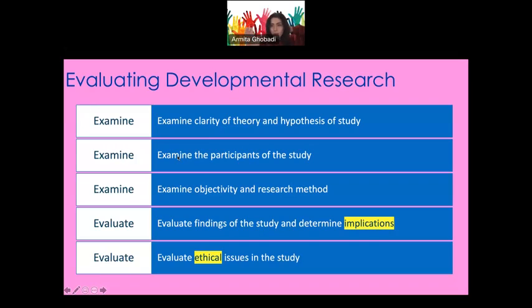So now we know a lot about our research methods, about different designs in developmental psychology. It is time for evaluating developmental research. We have 5 different steps here.